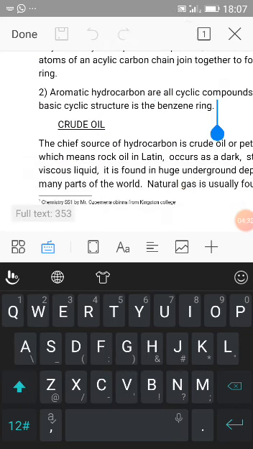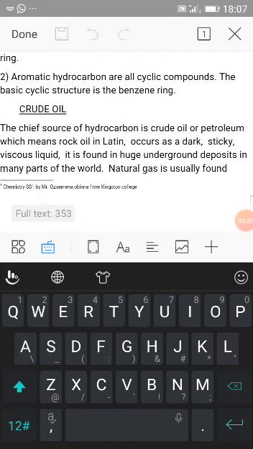His branch is straight but has a double bond, while the alkyne is straight but it has a triple bond. Alkanes are straight but they don't have double or triple bonds. But others, like alkene, have a double bond, and alkyne has what? Triple bond. Now we go to a subheading called crude oil.